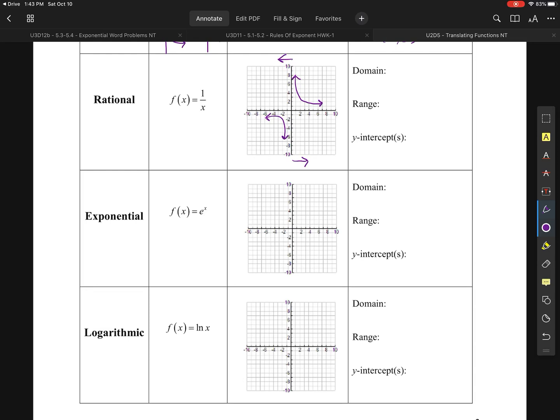Now what's the issue? X cannot equal 0. I can't have 0 in the denominator. But why is the graph shooting up to the infinities?